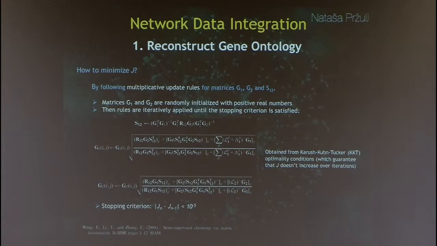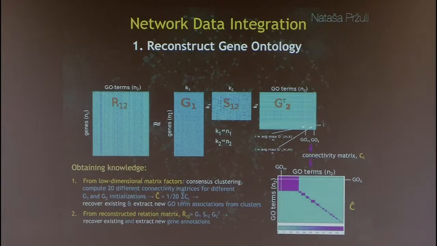You have to derive these, because we are dealing with an NP-hard continuous optimization problem, and the update rules are like this. This is how you update S1-2, and this is how you update G1 and G2. For the stopping criterion, you stop when the difference is too small. Again, this is not ours, this is from a paper from 2008. So now we know how to approximate this with these three matrix factors, and then we obtain knowledge out of these factors.